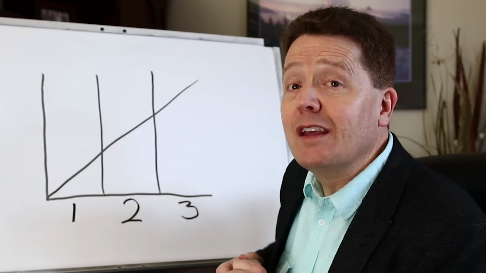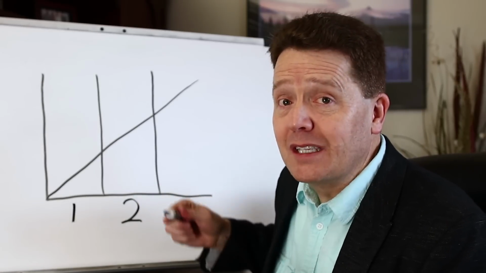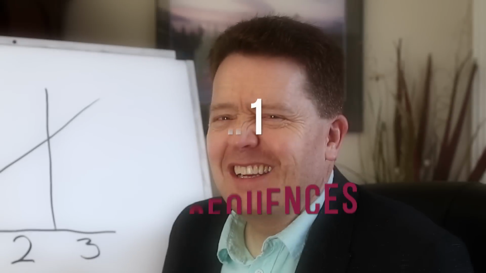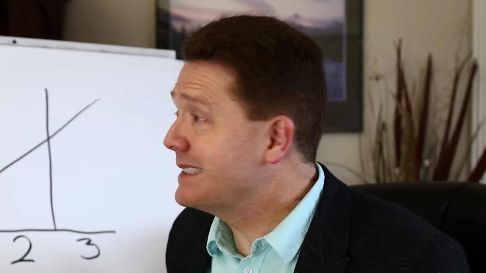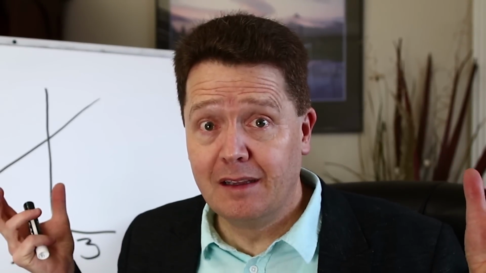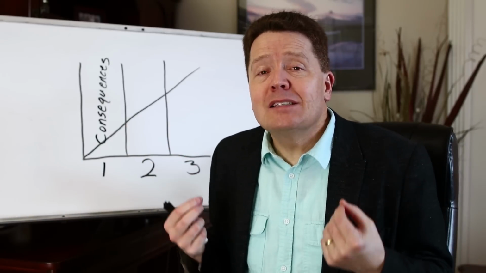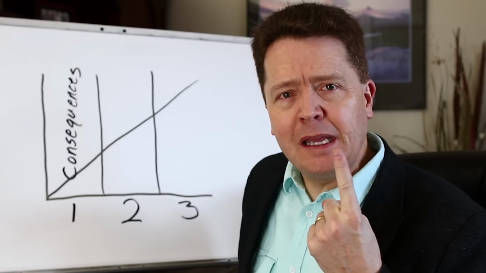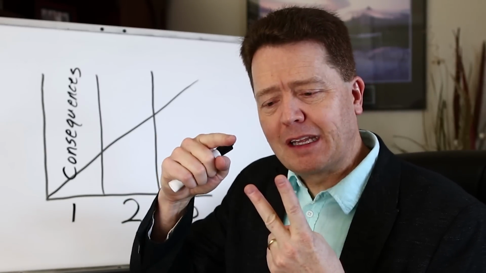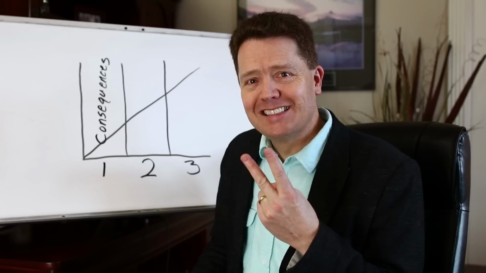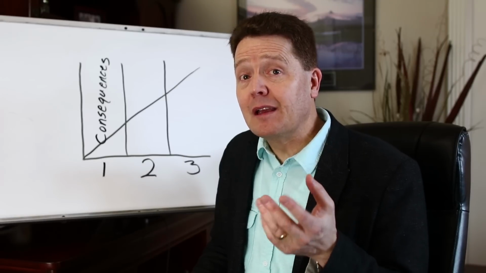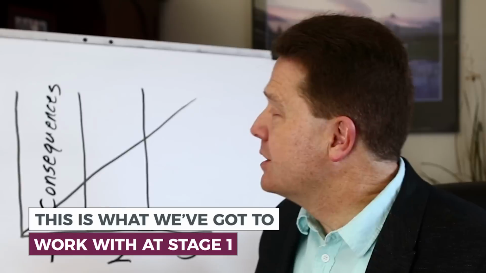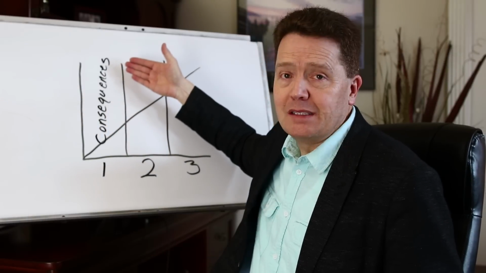At stage 1, the only thing that works is consequences. Why? Because that's how they're thinking. At stage 1, kids will only respond when there's something in it for me, or if I'm going to get clobbered when I don't do this. See, that's not a very mature level of thinking, but this is what we've got to work with at stage 1. So we want to use consequences.